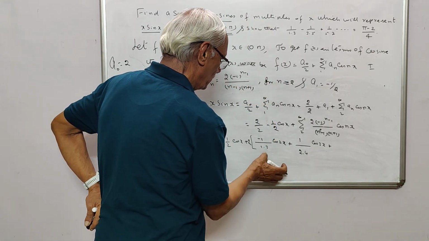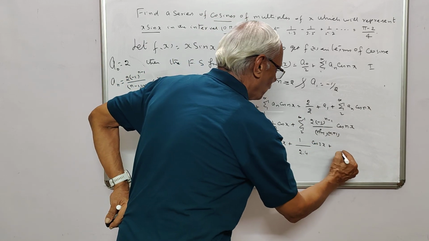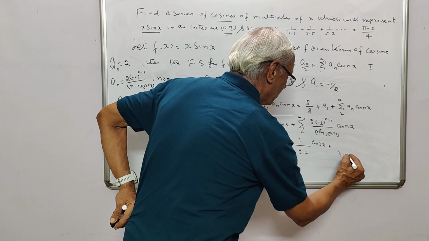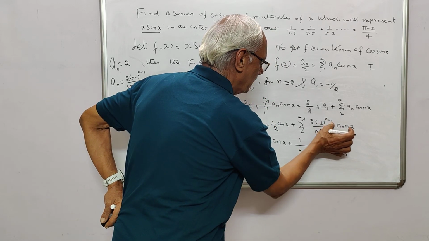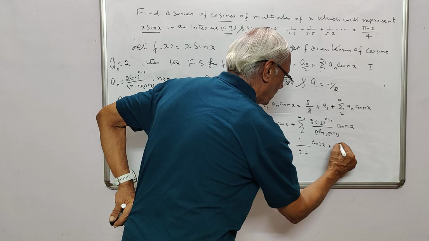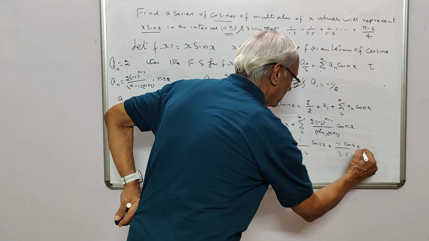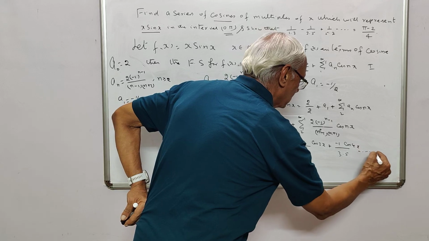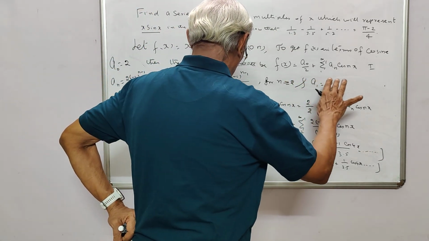Plus, put n is equal to 4. If you put n is equal to 4, 4 minus 1 is 3, 4 plus 1 is 5. Then 4 minus 1 is 3, minus 1 to the power of 3 is minus 1 into cos 4x. It goes on like this. This is the series. Now we have to get this one.